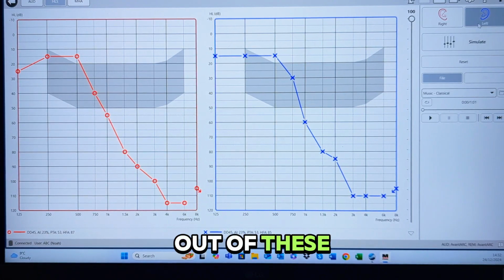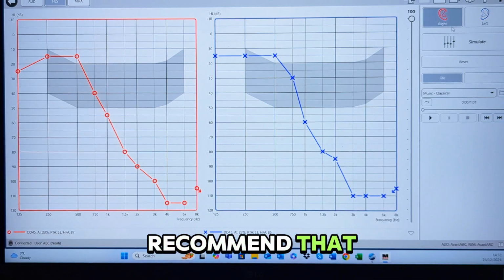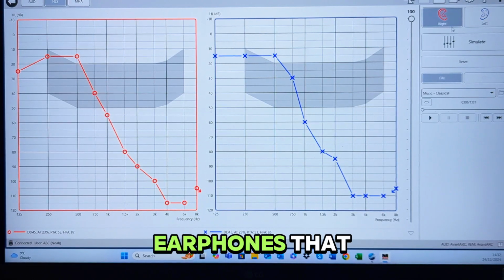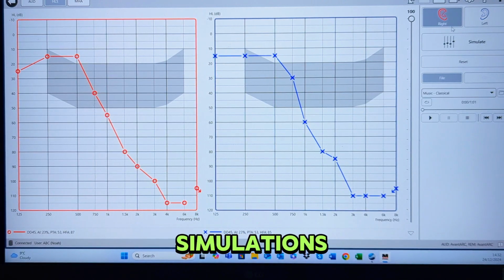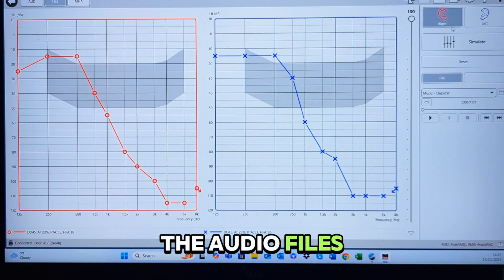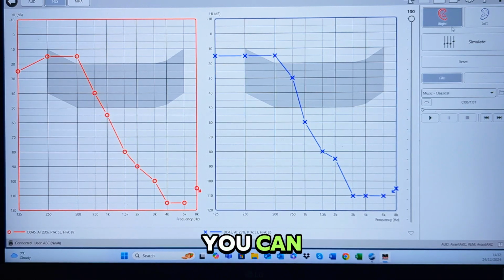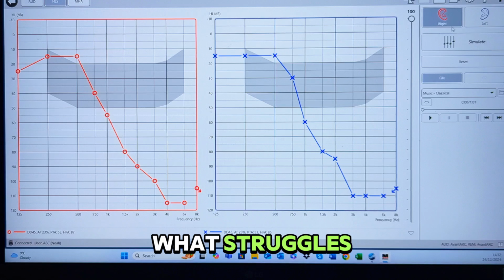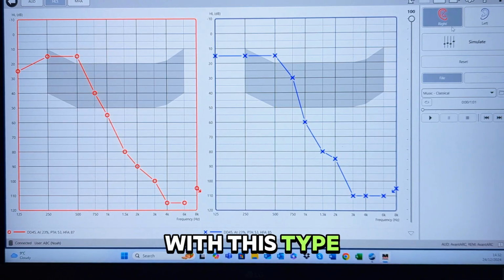To get the best out of these simulations, I would recommend that you use a good pair of earphones, that you listen to these simulations in a quiet space, and you do your best to understand and try to work out what is actually being said with the audio files. And the purpose of that is that you can get a taste of what struggles would be faced with somebody with this type of hearing loss.